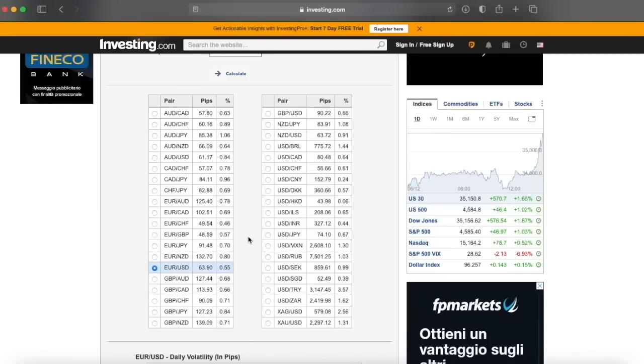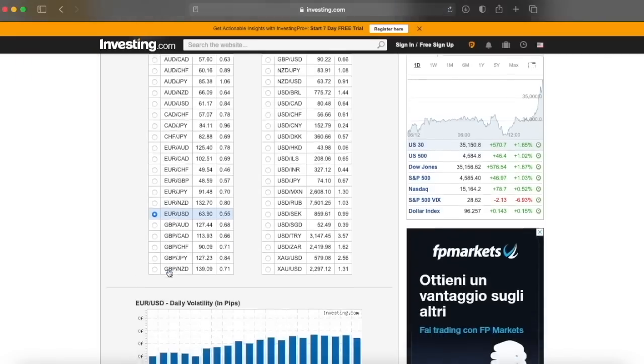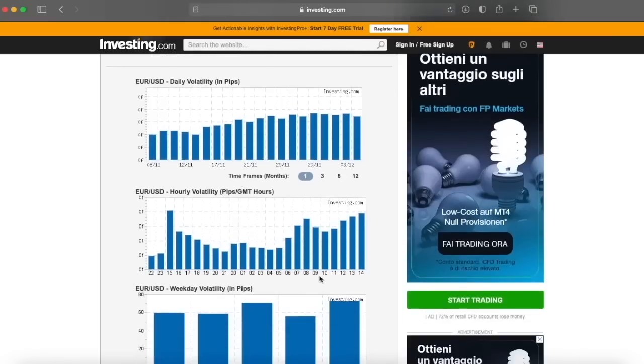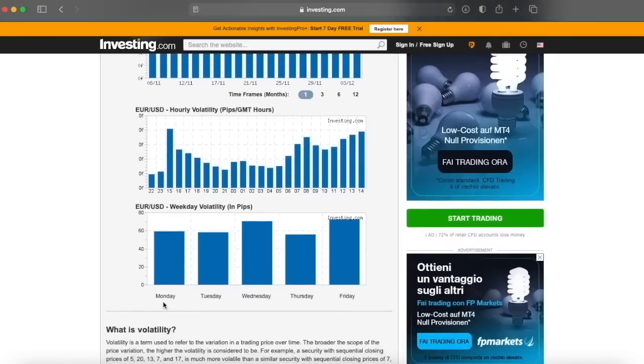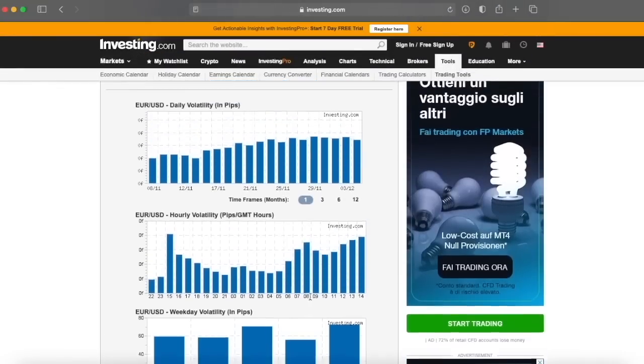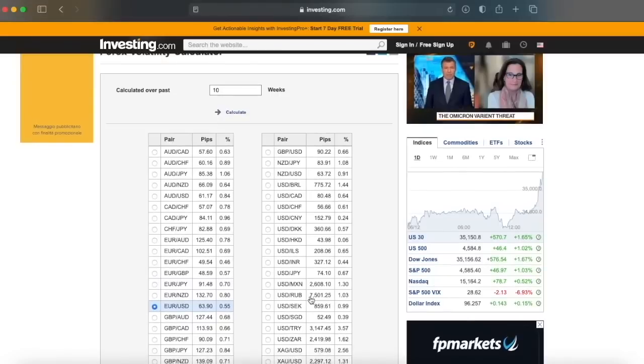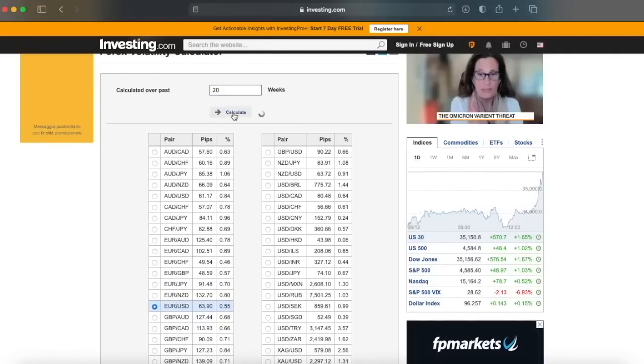By selecting the currency pair that you wish, in this case Eurodollar, you will also have the chart to analyze the volatility of the previous days, as well as the most volatile times of the day and the most volatile days of the week. This tool is very important in order to understand the best moments to enter the market. Let's say we want to analyze the average daily range of the past 20 weeks. We go back at the top and insert 20 weeks, and then click on Calculate.